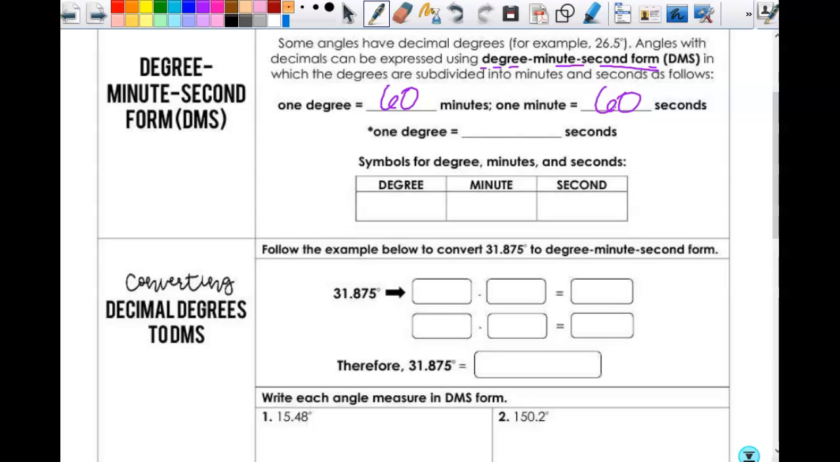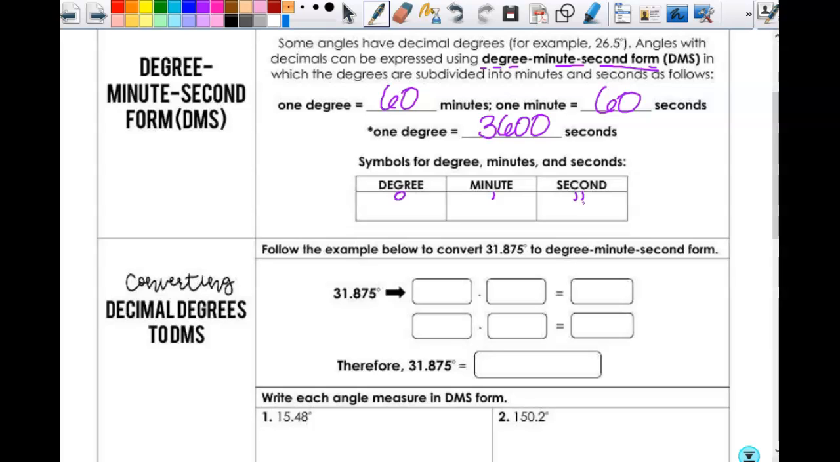60 squared, good, which is 3,600. So you convert this into degrees, minutes, seconds, just like you would convert anything into hours, minutes, and seconds. The symbols are degrees. There's your little degree symbol. That's not a new thing. Minute is a little apostrophe. Second is a little quote.